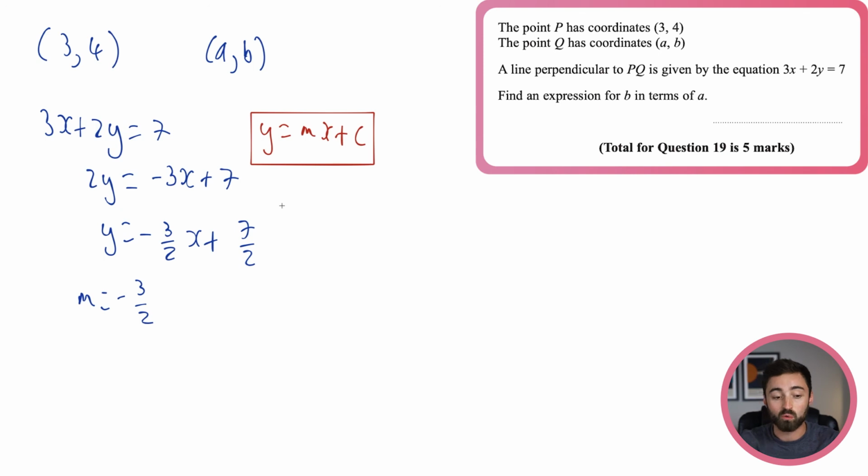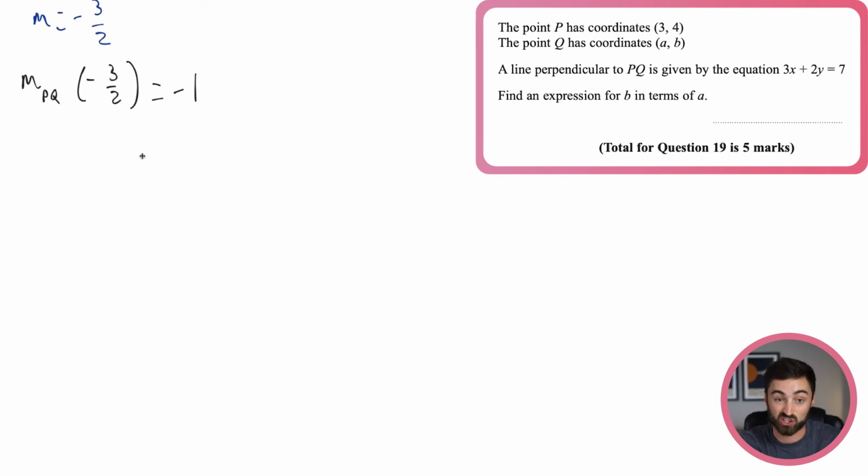I know that whatever the gradient of PQ is, when I multiply that by minus 3 over 2, I must get minus 1 because these 2 gradients are perpendicular. So I can just solve this equation. I can cancel a minus, so I get 3 over 2 times whatever the gradient of PQ is equals 1. I can then multiply by 2 and divide by 3. So the gradient of PQ must equal 2 divided by 3.